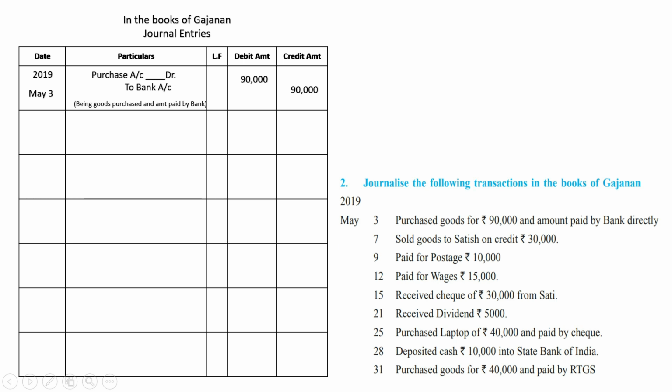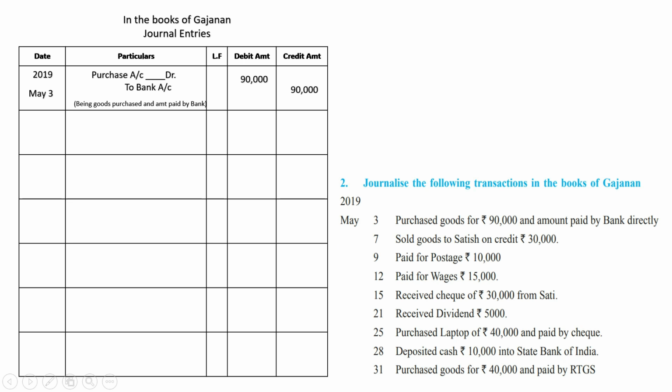Now the second transaction is given on 7th May. Sold goods to Satish on credit, rupees 30,000. That means, purchase is an expenditure, so sales will become income. Which goods you are selling, the name of the goods is not given, so you will consider sales as an income. Because of that, again you will follow which rules?